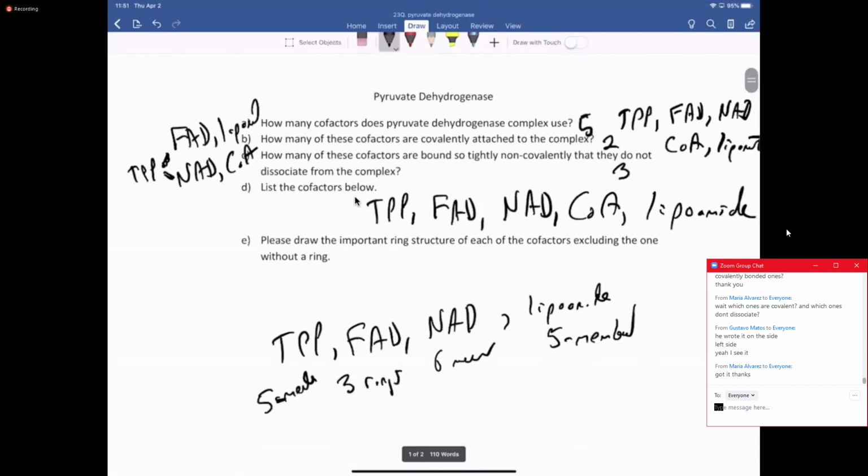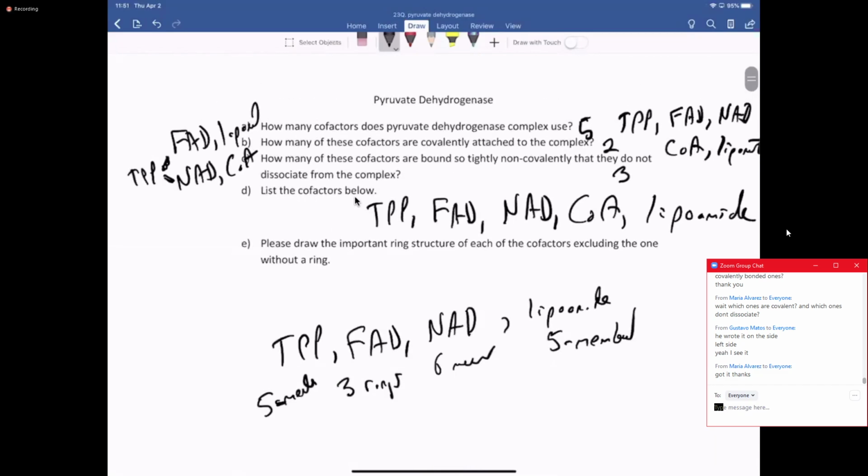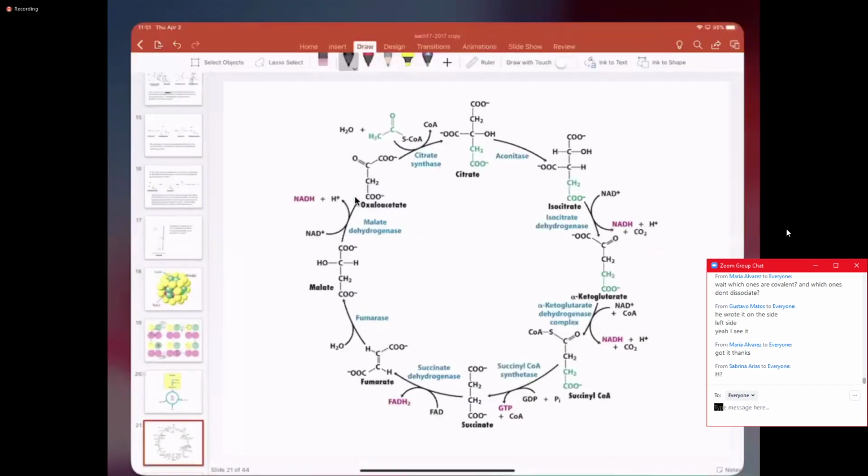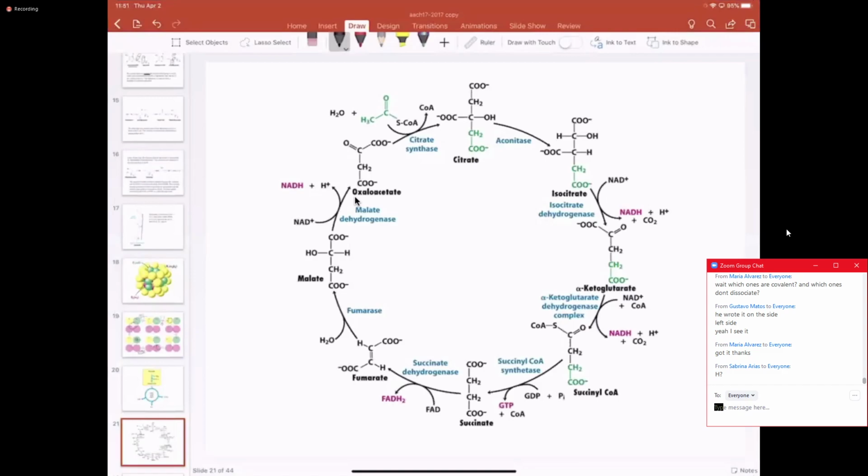I'll go back to the top here for 1 second because I expect somebody will ask. But what we're going to do now, having done the first part of how we go from pyruvate to acetyl-CoA, is take a look at how we go from acetyl-CoA through the citric acid cycle. So as you can see here, we have our citric acid cycle. The citric acid cycle is not as bad as glycolysis.